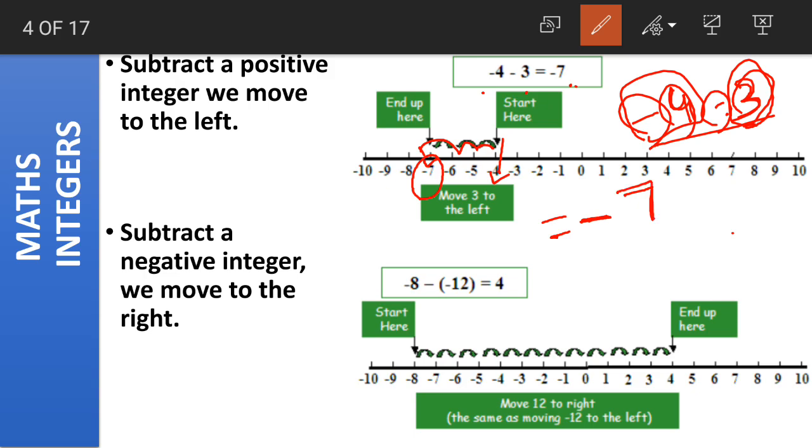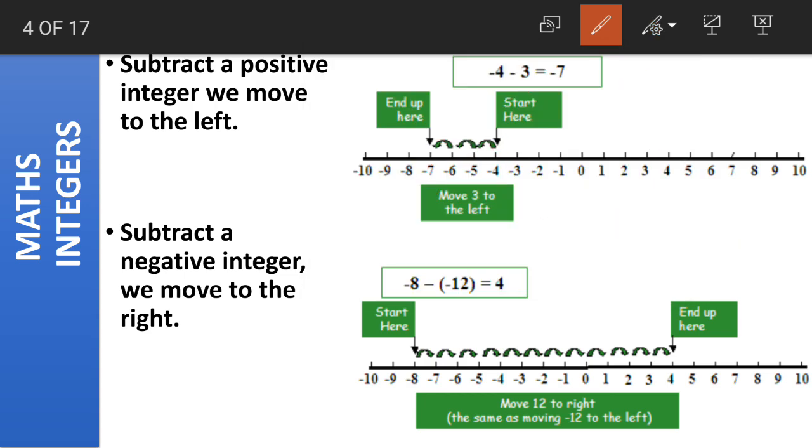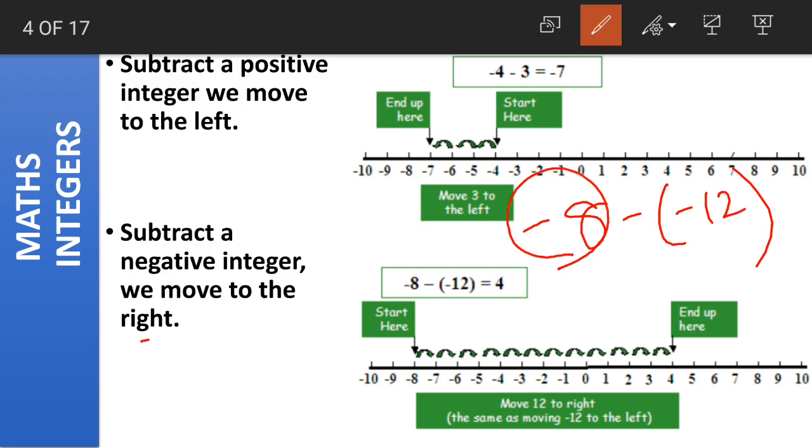Subtract a negative integer, we move to the right. Here we are taking two negative integers. Minus 8 is one negative integer, minus 12 is another negative integer. We are subtracting these two negative integers.